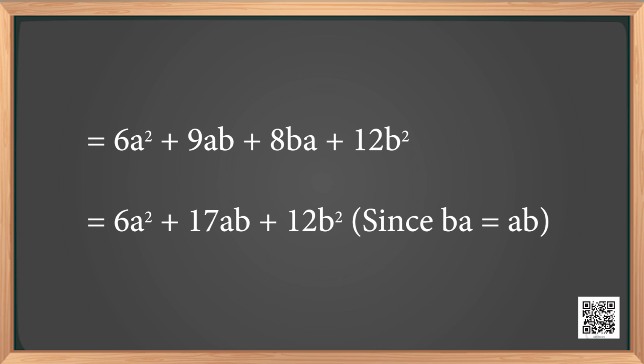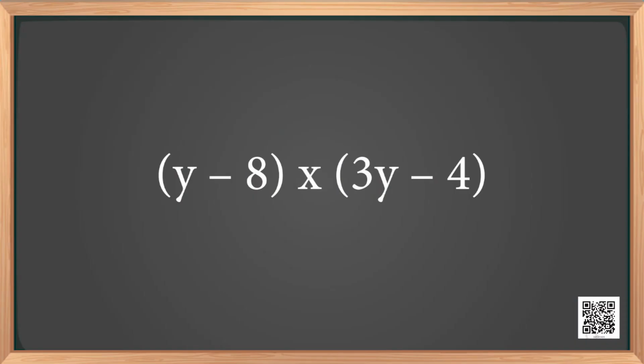In multiplication of polynomials with polynomials, we should always look for like terms, if any, and combine them. Try to solve this problem on your own. Problem 2, (y minus 8) into (3y minus 4).